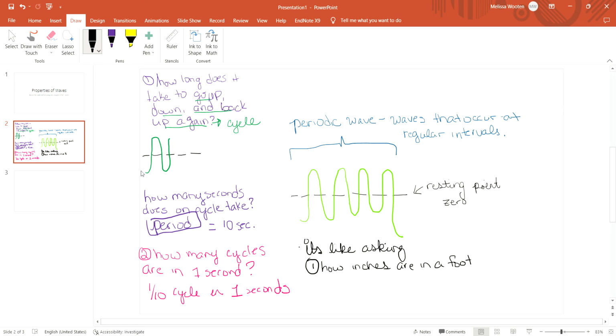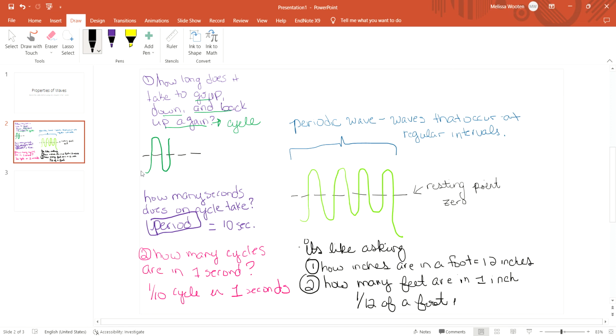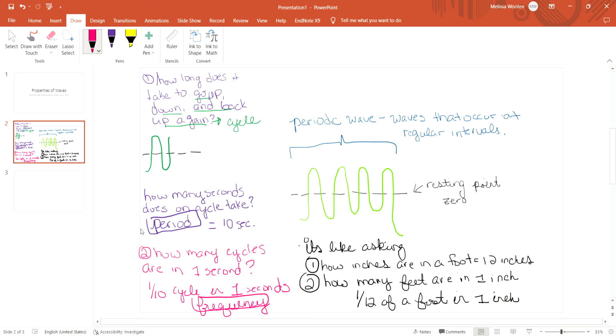Well, the answer is simple to that. There's 12 inches in 1 foot, right? Now, if we ask the inverse of that, we'll be saying how many feet are in 1 inch. Well, we scratch our head a little bit, maybe, but we know from unit conversions, right? There is 1/12 of a foot in 1 inch. So this is just the inverse of that, and that's kind of what we're talking about here. This terminology is known as the frequency. This is frequency. All right.